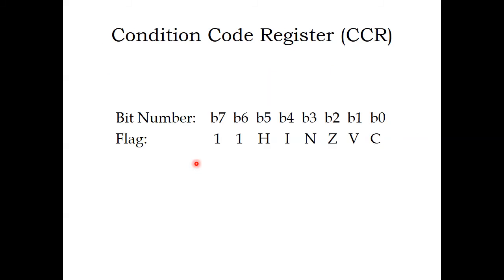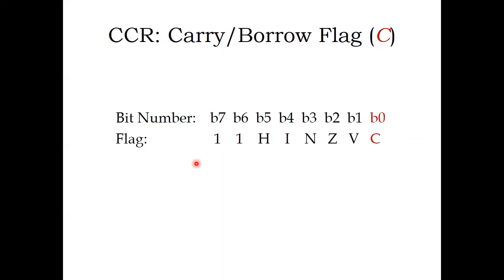So again, here are our 8 condition bits, but in this lecture we'll actually talk about the last 4 condition bits, meaning the N, Z, V, and C flags. So again, in this lecture, we'll only cover the last 4 flags of the condition code register: N flag, Z flag, V flag, and C flag. Each of these is called a flag. Now we'll start with the very rightmost one, which is the C flag, which is also called the carry or borrow flag.